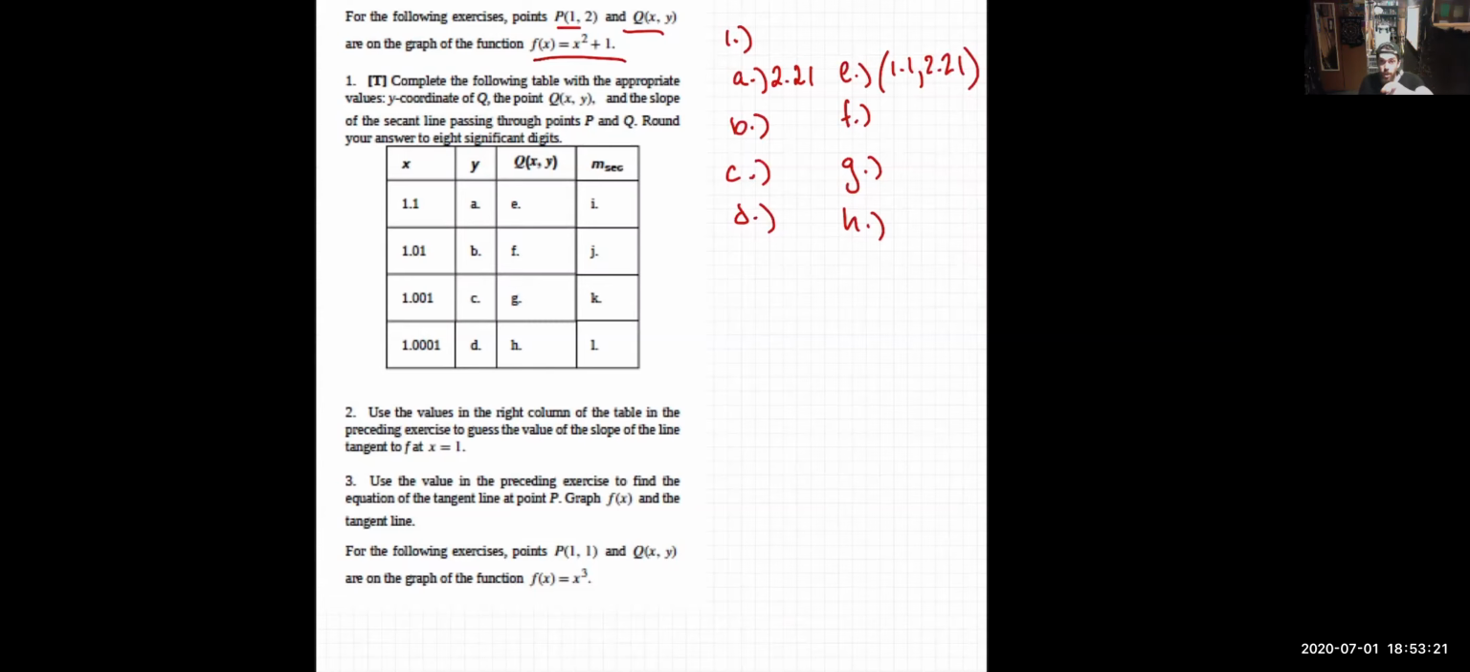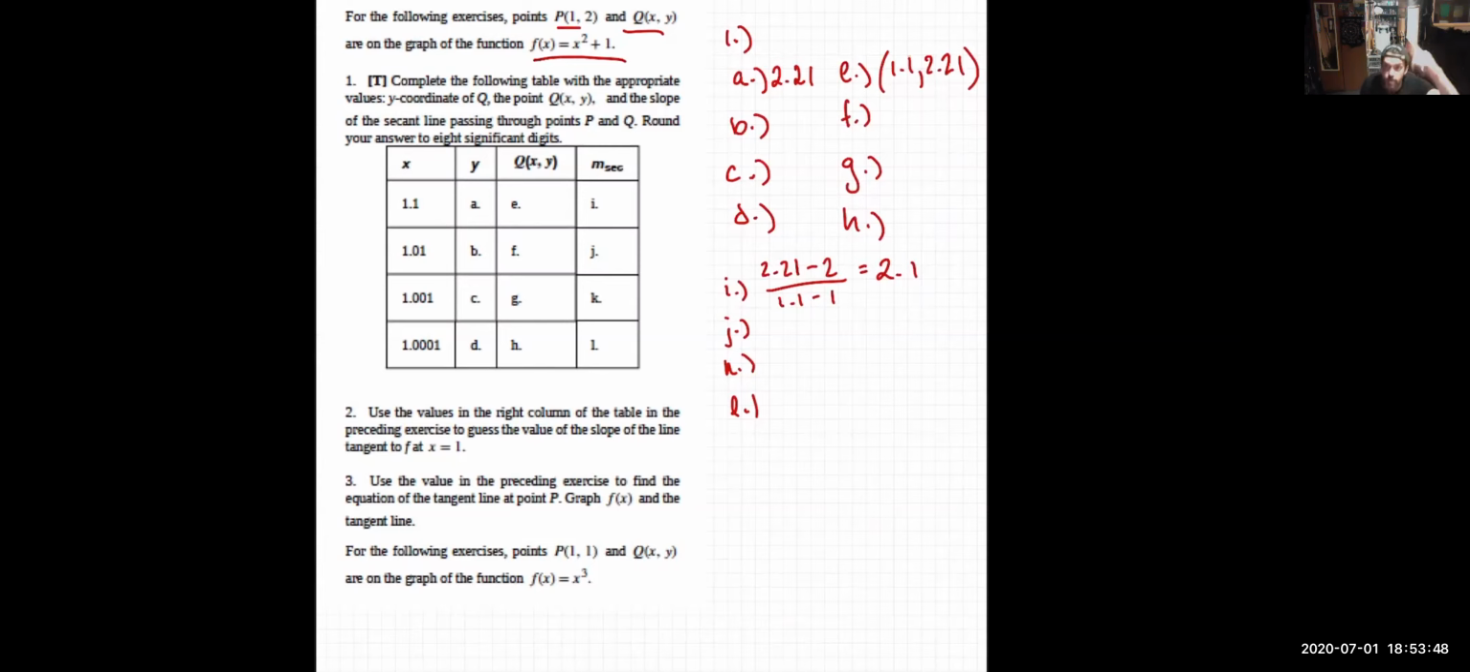Now for the slope of the secant line, that's just going to be the rate of change between the two. So that's going to give us (2.21 minus 2) over (1.1 minus 1). This is the process we're going to repeat for I through L. Let's see, 2.21 minus 2 divided by 0.1, that's going to be 2.1.